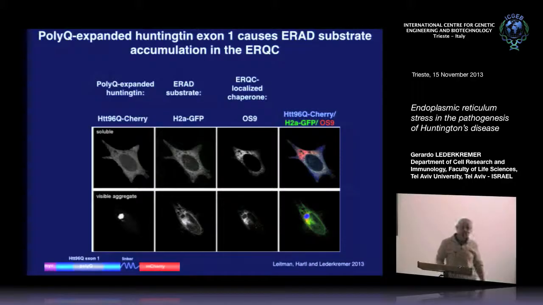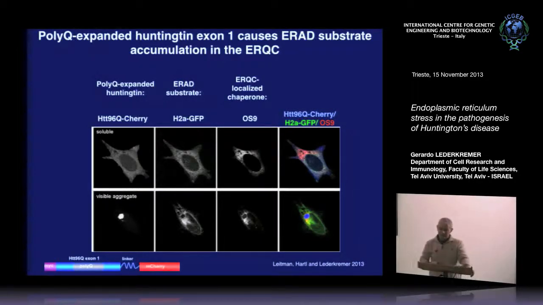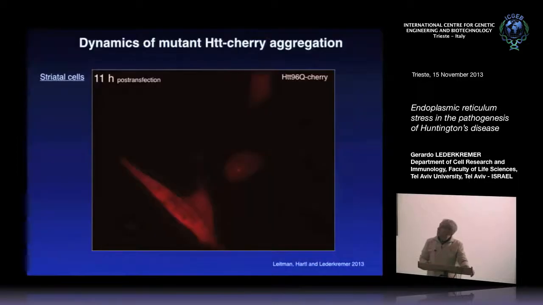But in this case, as you can see, what we did is we linked cherry red fluorescent protein to the huntingtin and GFP to the ER protein. And so what we can do now is follow with time what's happening, okay, and try to get a better resolution. And this is what we do here.